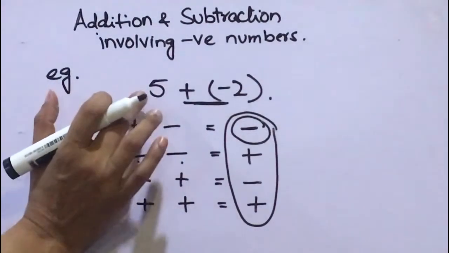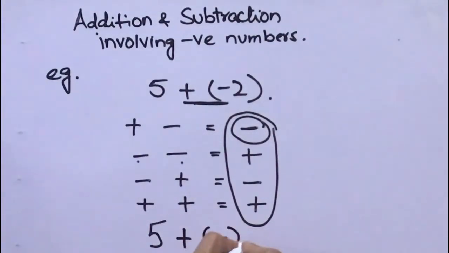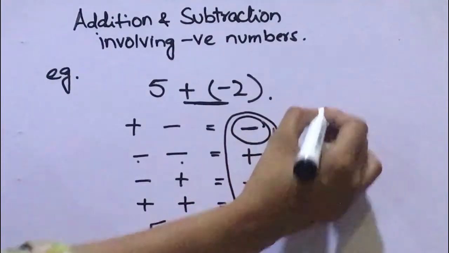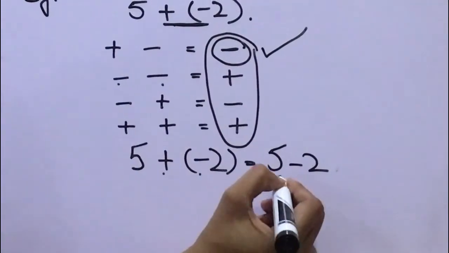Now we will see what will happen with 5 plus minus 2. Plus and minus will behave like minus. So we will write 5 minus 2 and the answer would be 3.